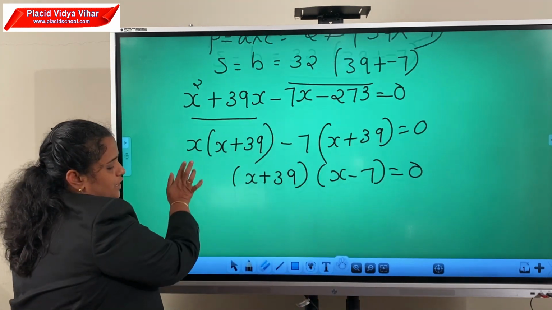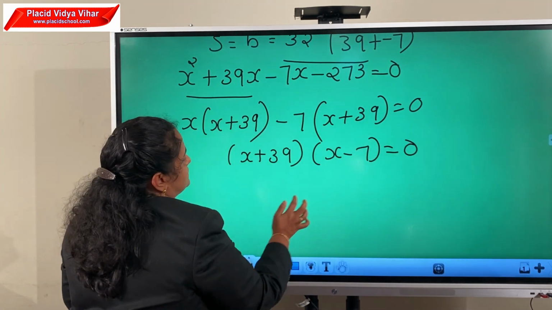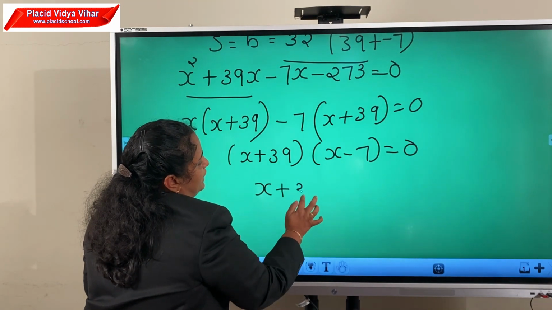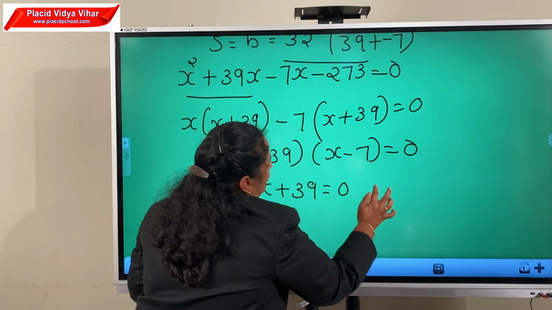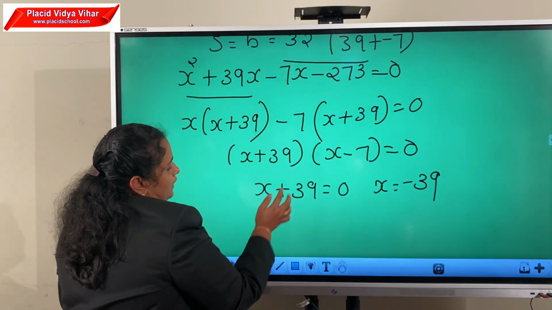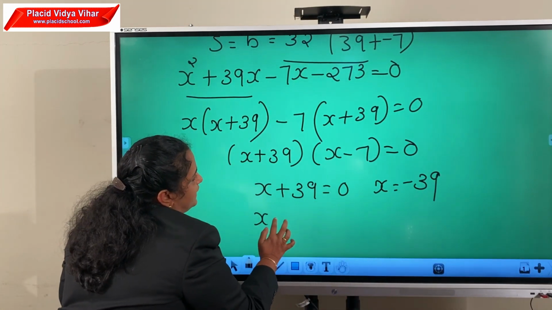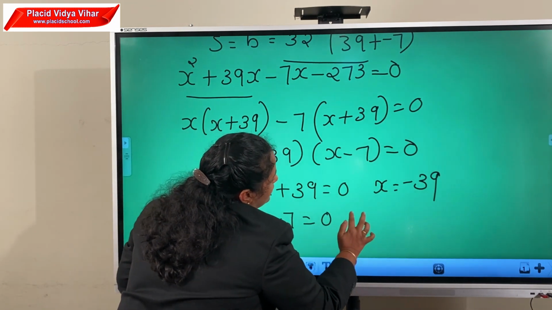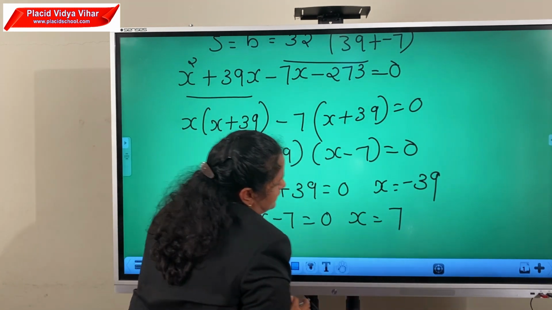Then each factor is equal to 0 and find the value of x. Then x plus 39 is equal to 0. Then x is equal to minus 39. The next factor, that is x minus 7 is equal to 0. The value of x is equal to 7.